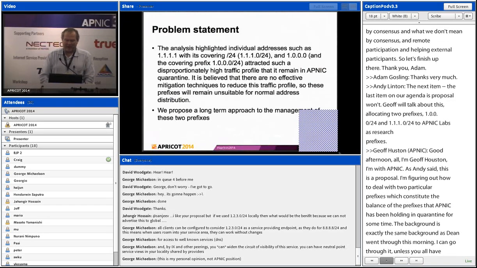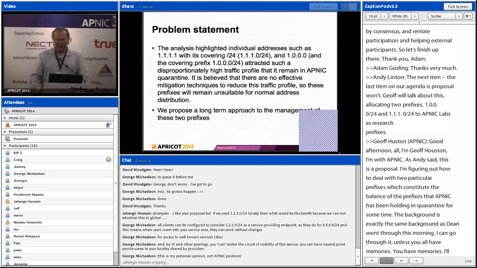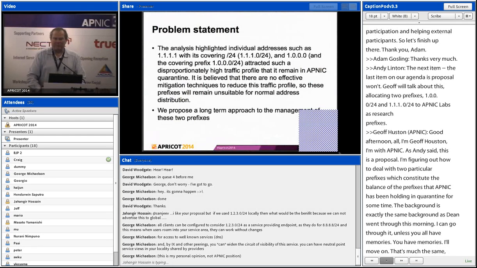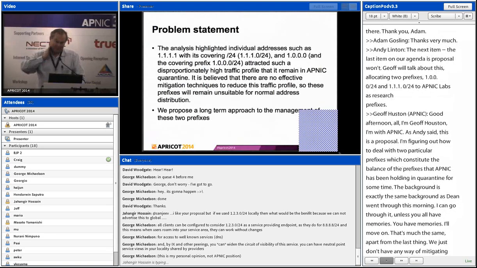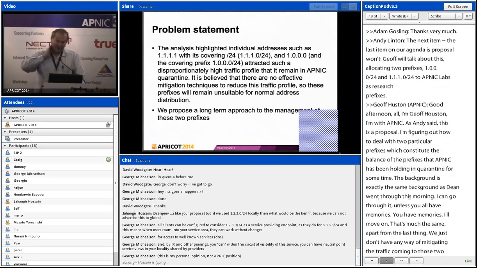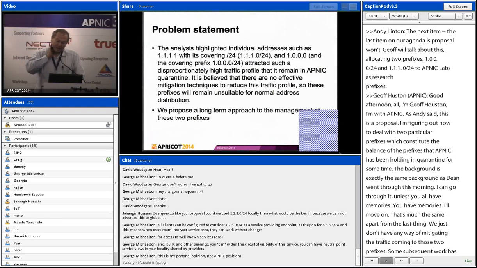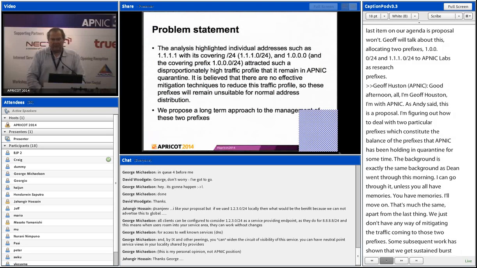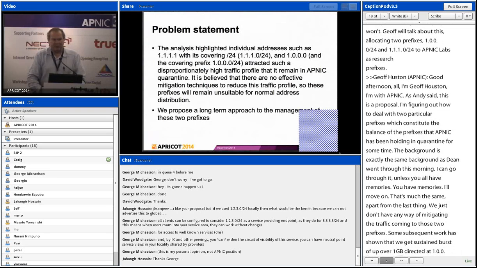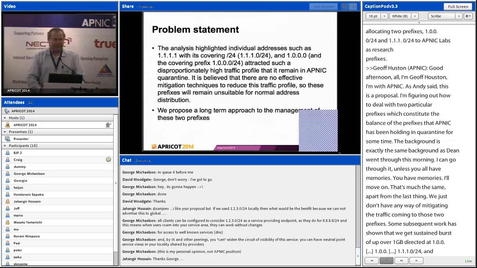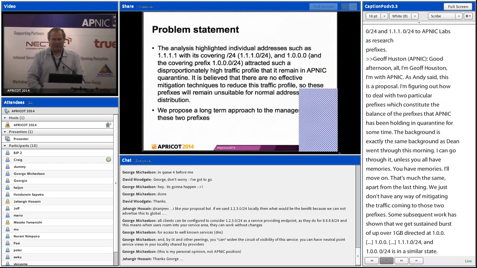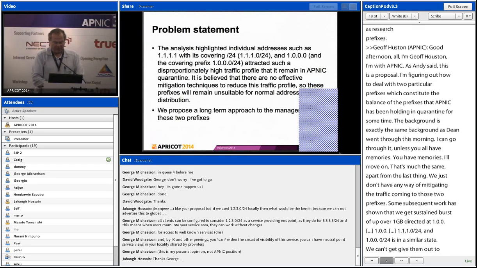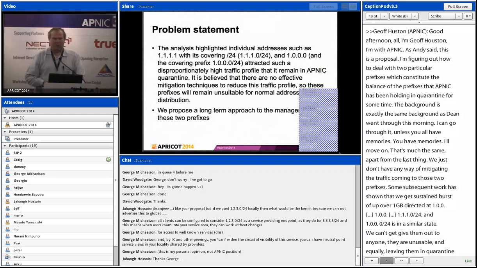That's much the same apart from the last thing. We just don't have any way of mitigating the traffic coming to those two prefixes. Some subsequent work has shown that we get sustained bursts of over a gig directed at 1.1.1.0, and 1.0.0.0 is in a very similar state. We can't give them out to anyone, they're just unusable. And equally, leaving them in quarantine just seems messy. So one way to provide a long-term approach is simply to say they're useful for one purpose.